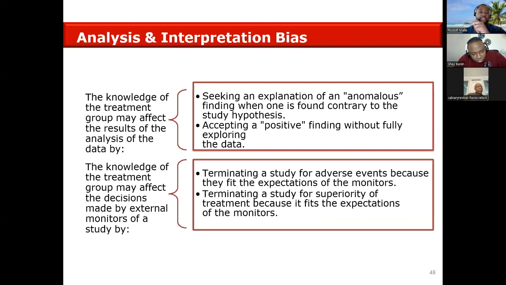Now, analysis and interpretation. Seeking an explanation of an anomalous finding should also be contrary to the study hypothesis. After the study has been conducted, now we're looking at the analysis. The study has to be analyzed. The statistician may be the same person who did the randomization procedures and documented all of them. He or she may evaluate the study from here.